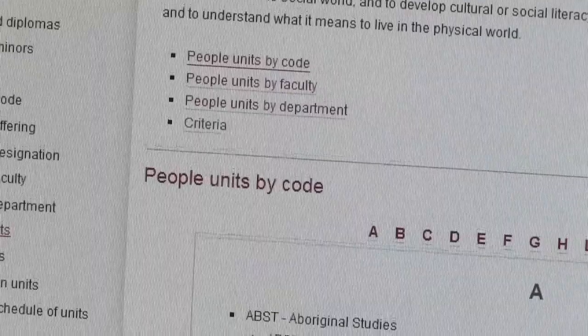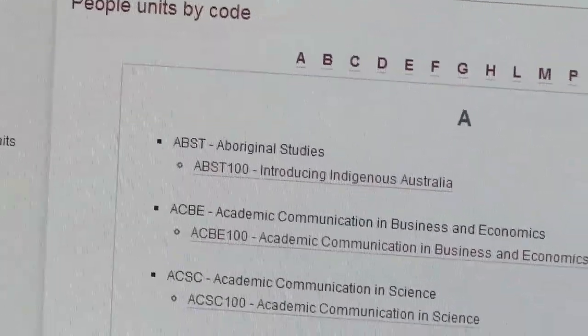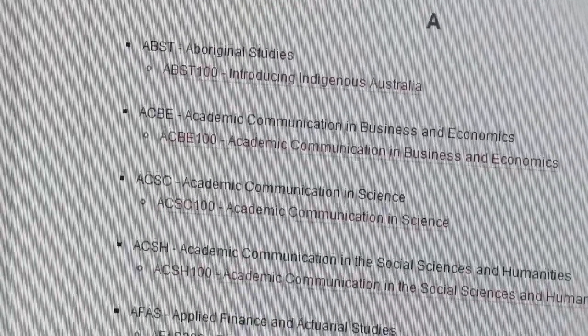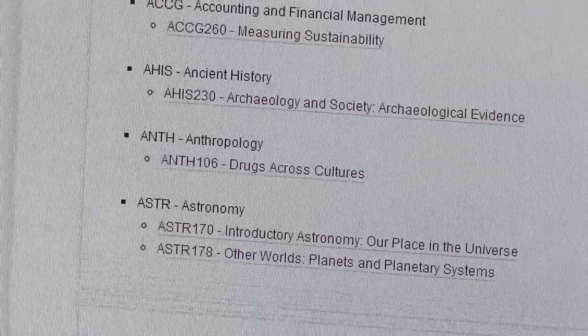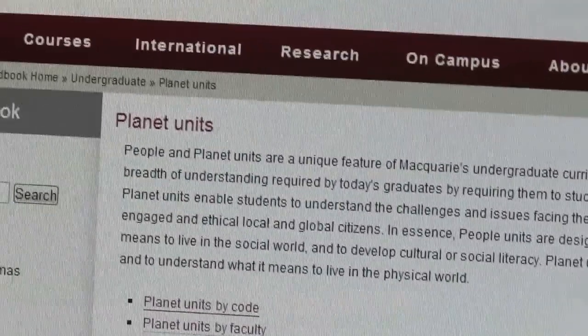Okay. So you have to do one people or planet unit outside your faculty. Your faculty is the human sciences. The other one you have to take outside of your department, and since your department is linguistics, it has to be outside of that, but it can still be within your faculty.